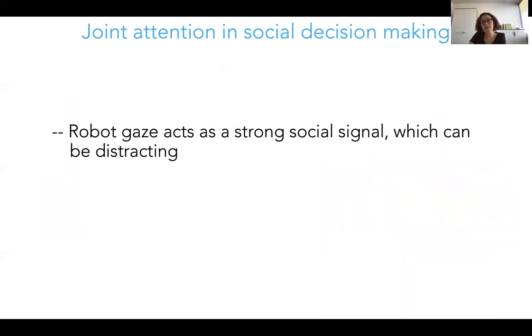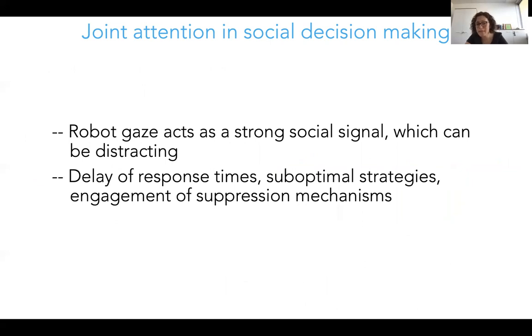So anyway, as a conclusion from this study, we can say that the robot gaze again acts as a strong social signal, but it can be distracting. In this case, it's actually not beneficial for our participants, and it delays response times. It makes participants choose suboptimal strategies, and it engages suppression mechanisms, which are costly in terms of time.